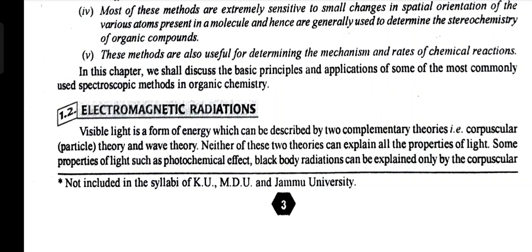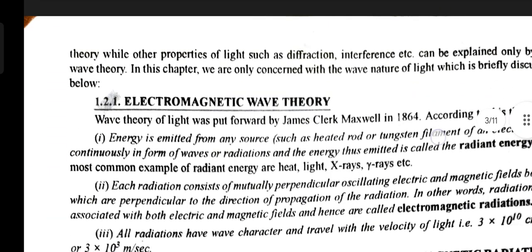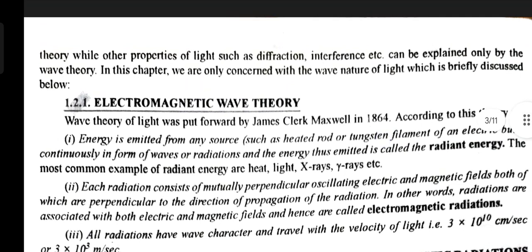Electromagnetic radiations. Visible light is a form of energy which can be described by two complementary theories, that is corpuscular theory and wave theory. Neither of these two theories can explain all the properties of light. Some properties of light such as photochemical effect and black body radiation can be explained only by the corpuscular theory, while other properties of light such as diffraction and interference can be explained only by the wave theory. In this chapter, we are only concerned with the wave nature of light, which is briefly discussed below.